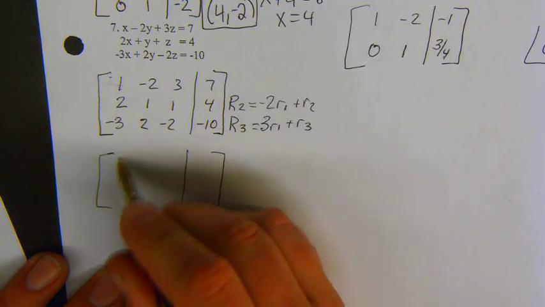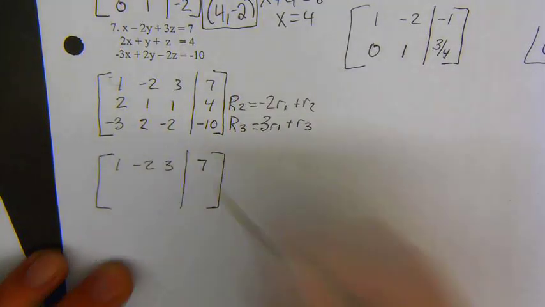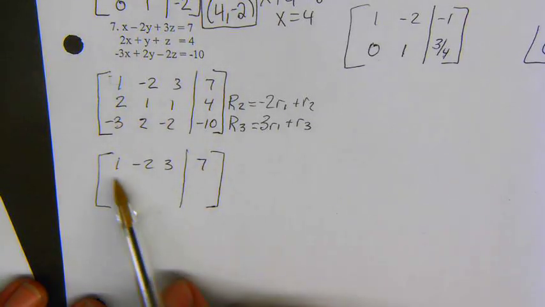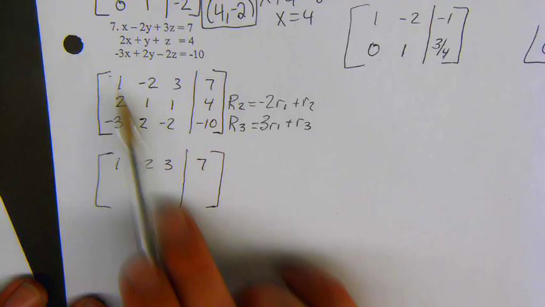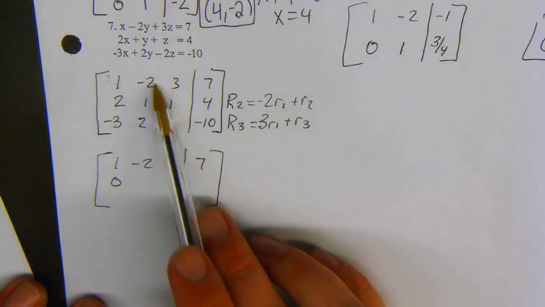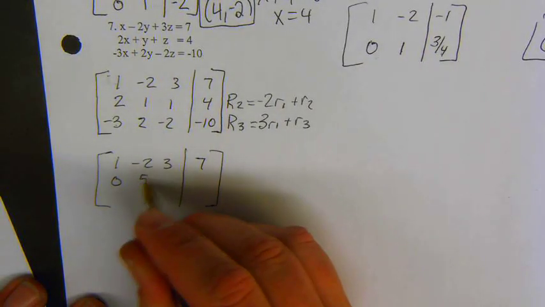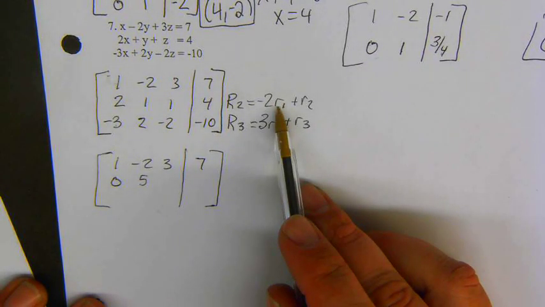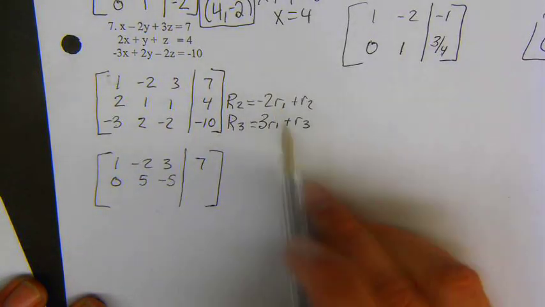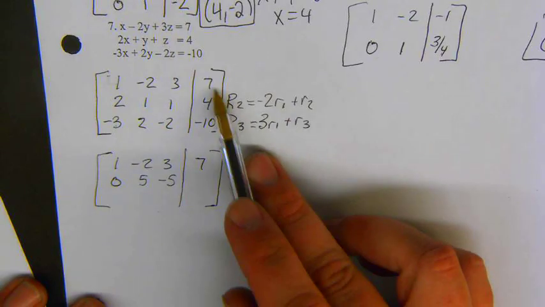Okay, so now I'm going to rewrite these. There's my first row. That stayed the same. My new second row is found by taking -2 times my first and adding it to my second. So there's a 0. 4 plus 1, there's a 5. -2 times 3 is -6, plus 1, there's a -5. -2 times 7 is -14, plus 4 is -10.